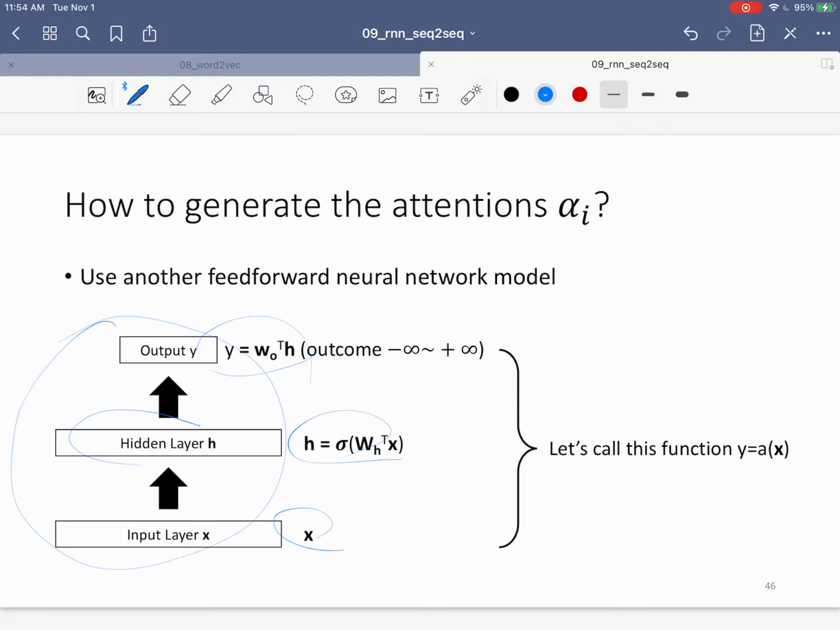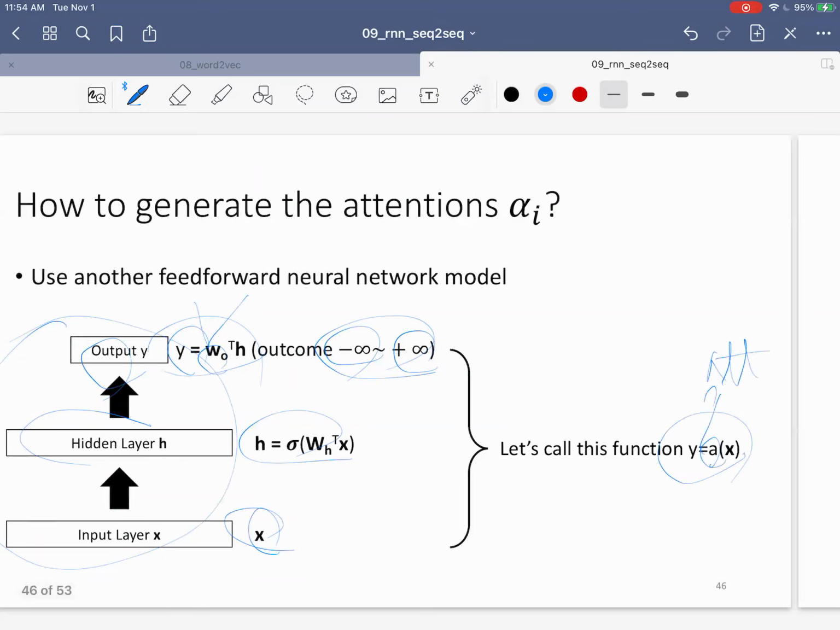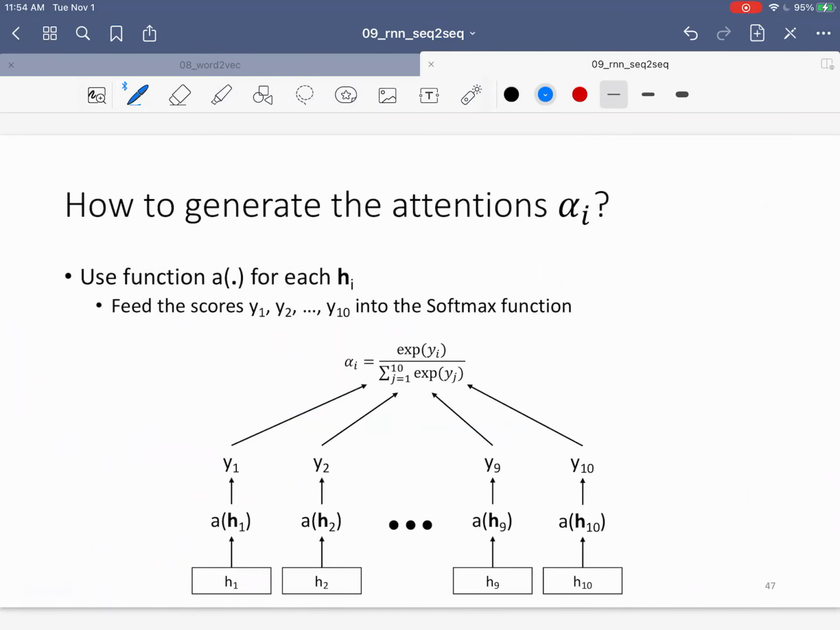And the output doesn't even have any activation function. It's basically negative infinity to positive infinity. You have your input, and your output could be any value in between. But the important thing is it's a scalar value. Your output is a scalar value between negative infinity and positive infinity. We're going to call this function y equals a(x), so it's a function a for attention. And you use your a function to calculate some score for each hidden state. Like you have h1 to h10, right?